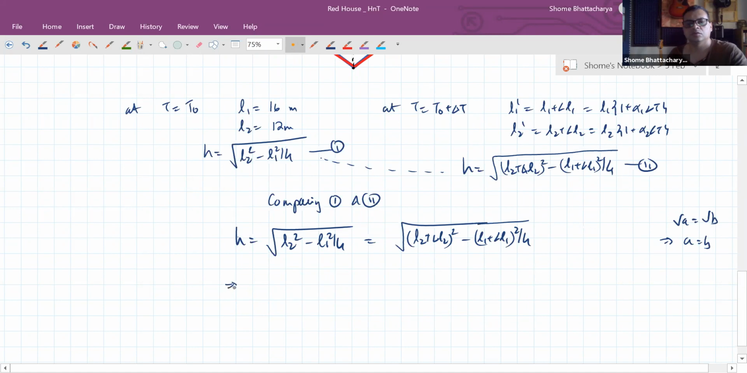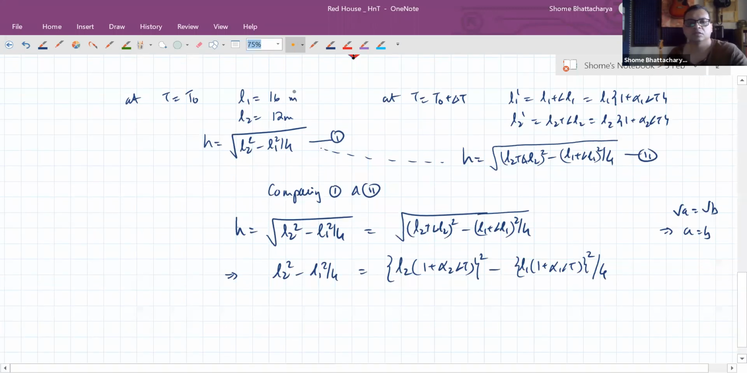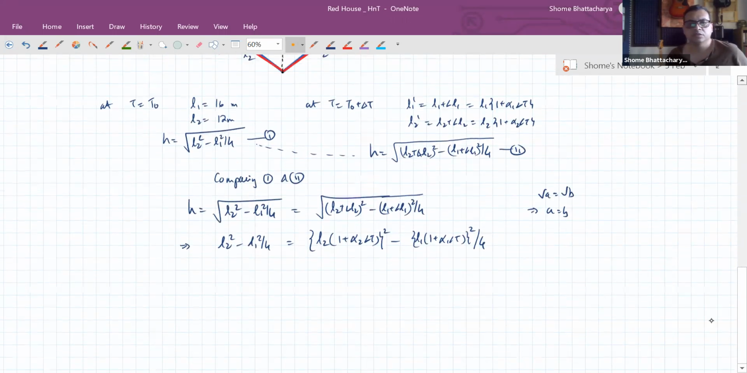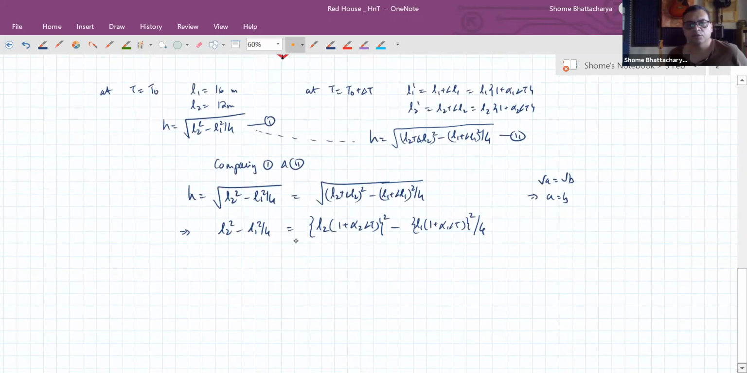Now here I will substitute this as L2 into 1 plus alpha 2 delta T. So far it's just simple algebra. Now at some stage we are going to use approximation. So I'm coming to that stage. Binomial approximation, that is.